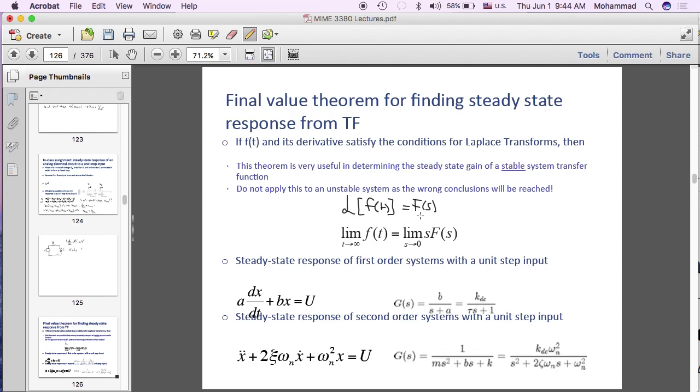once time passes enough and you reach steady state, what is the steady state value of f of t? The theorem says the steady state value of f of t is simply the limit of s times F of s, where F of s is the Laplace transform of f of t, as s goes to 0. Okay? So that's the basic theorem.